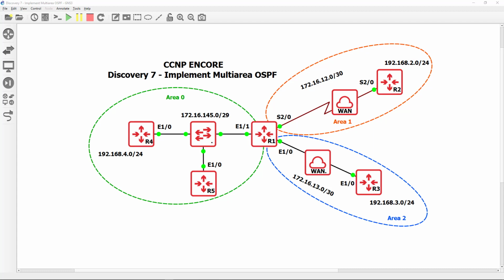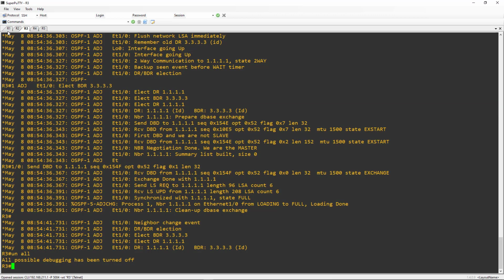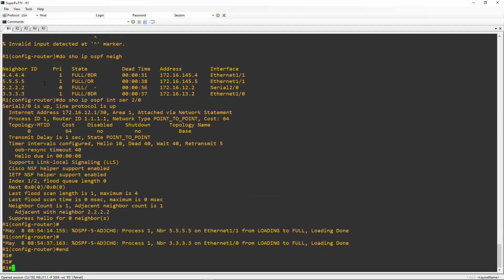So if I go over to router 4, I should see a similar output here. Show IP OSPF neighbor. And sure enough, router 1 is a DR other. That means it's not the DR or the BDR. Could potentially be one, but it's not. Router 5 is the BDR.